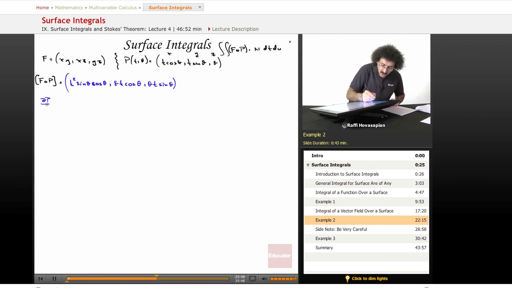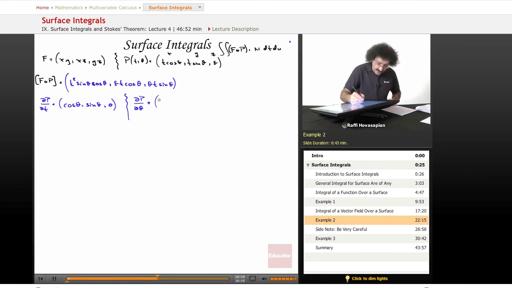So I take the partial of the parameterization with respect to t, and I end up with cosine theta, sine theta, and 0. I'm going to take the partial of the parameterization with respect to theta, and that's going to be minus t sine theta, t cosine theta, if I'm not mistaken, and it should be 1.